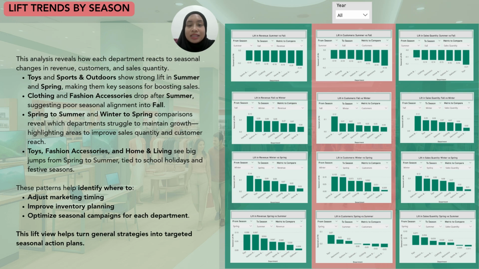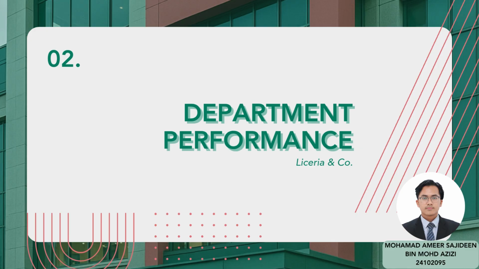The next one, the bar chart, is used to analyze how each department reacts from one season to another in terms of revenue, customers, and sales quantity. We measure by percentage to measure the seasonal lift, which helps to identify and turn general strategies into targeted seasonal action plans, such as adjusting marketing timing, improving inventory planning, and also optimizing seasonal campaigns for each department.